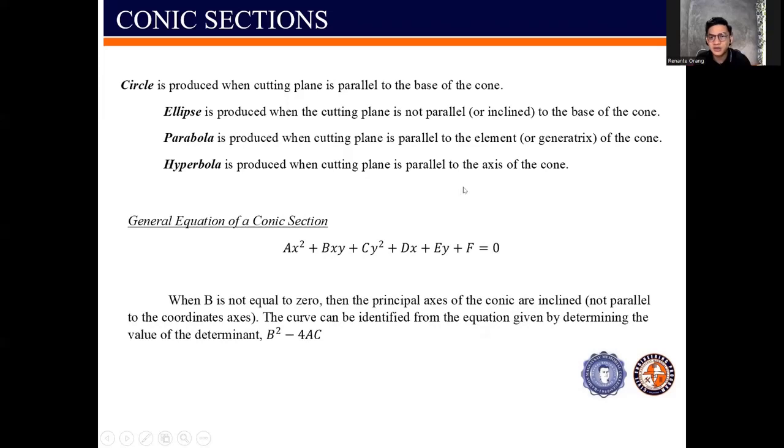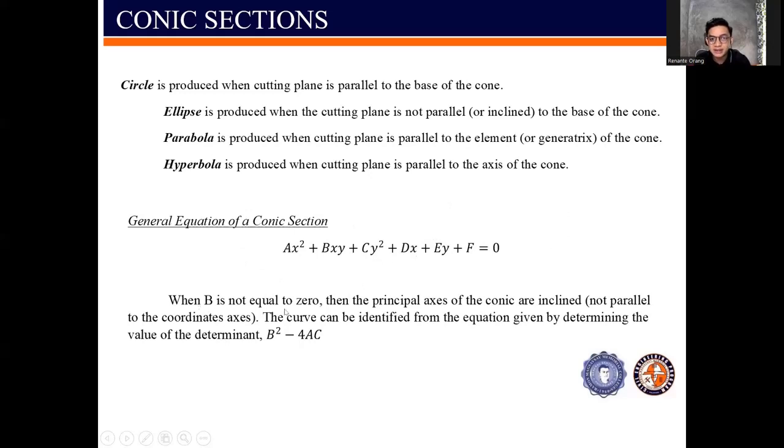Okay, so for this video, we will be focusing on the conic section which is the circle. But again, the general equation of any conic section is ax squared plus bxy plus cy squared plus dx plus ey plus f is equivalent to 0. So whether it is a circle, ellipse, parabola or hyperbola, this is their general equation.